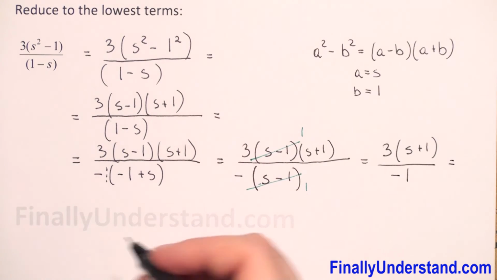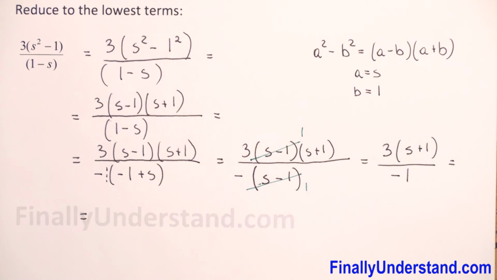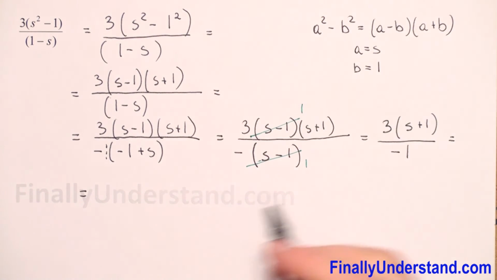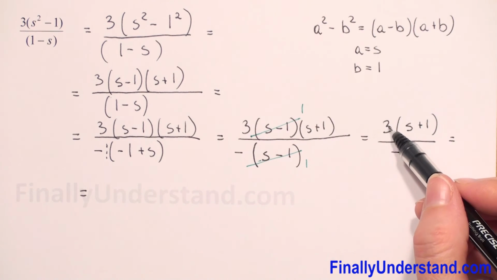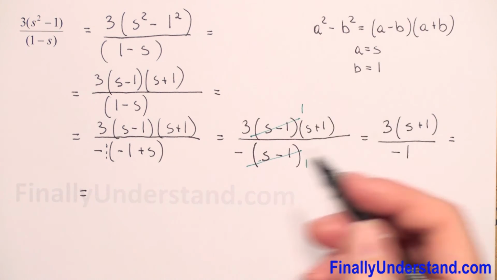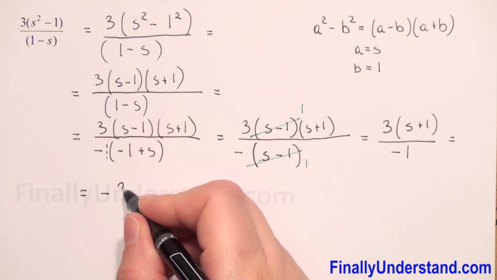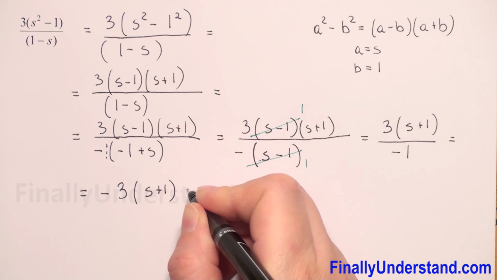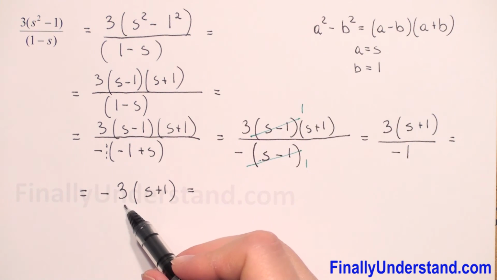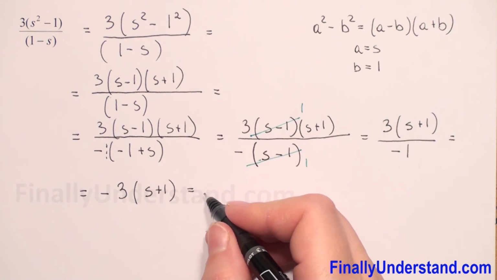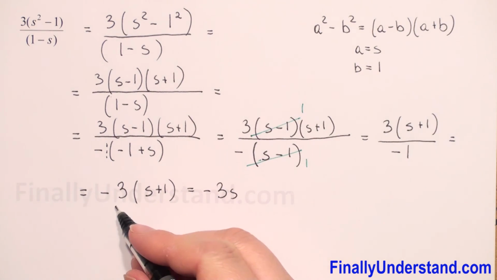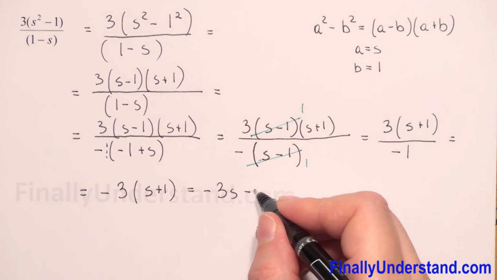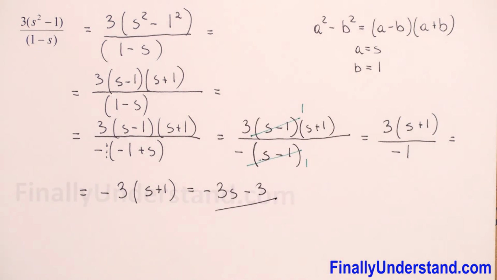So this is equal to, when we divide 3 by negative 1 it will be negative 3, and in parentheses we just copy s plus 1. So now you can multiply: negative 3 times s is negative 3s, negative 3 times 1 is negative 3. So this is my solution.